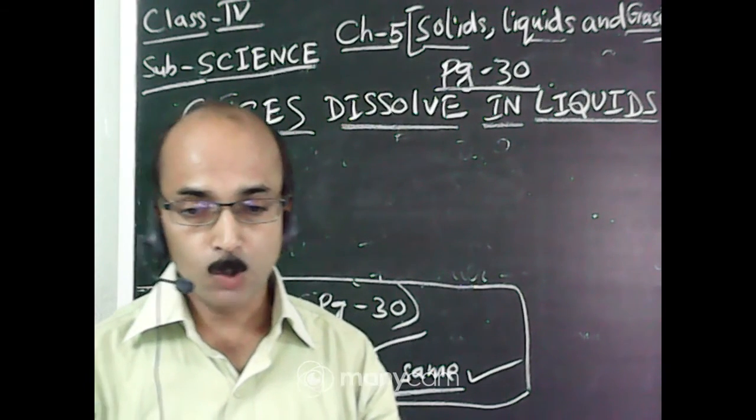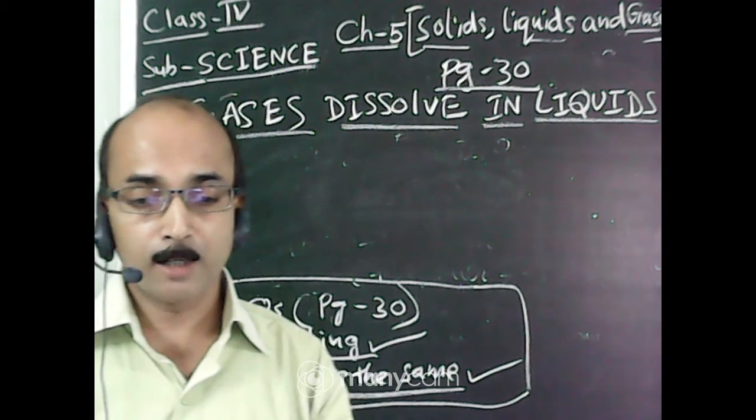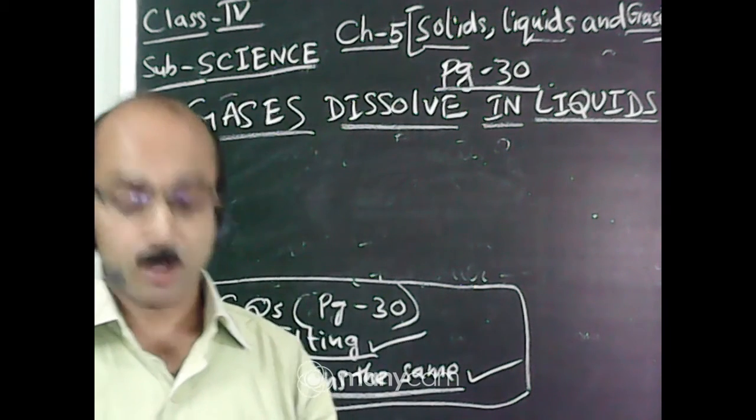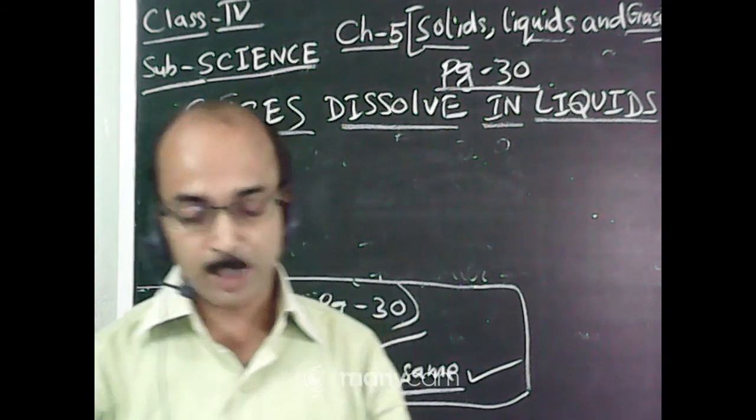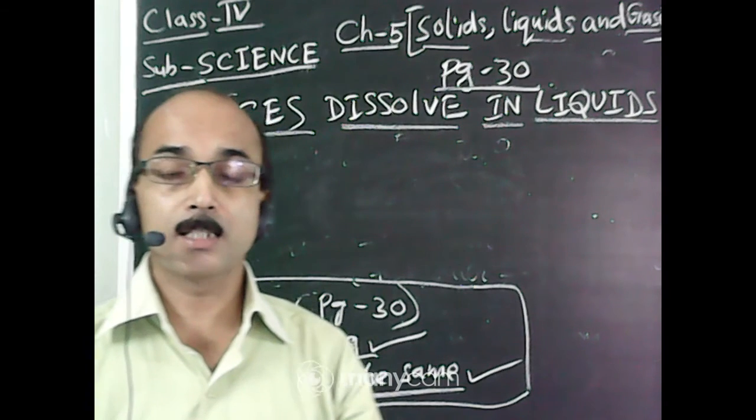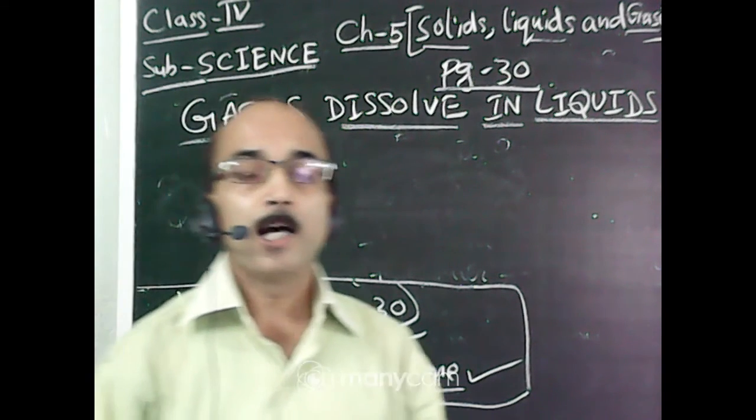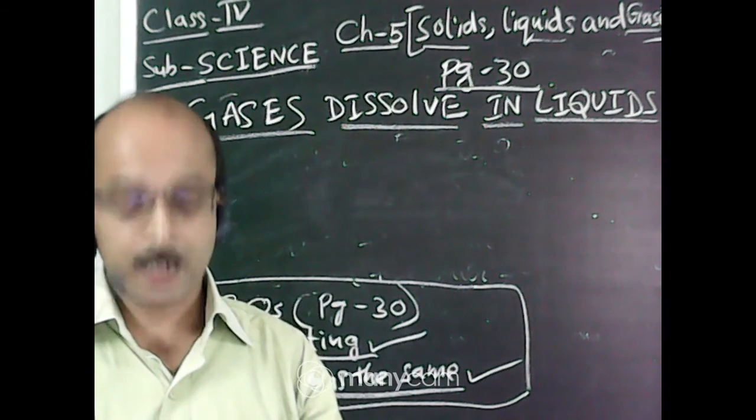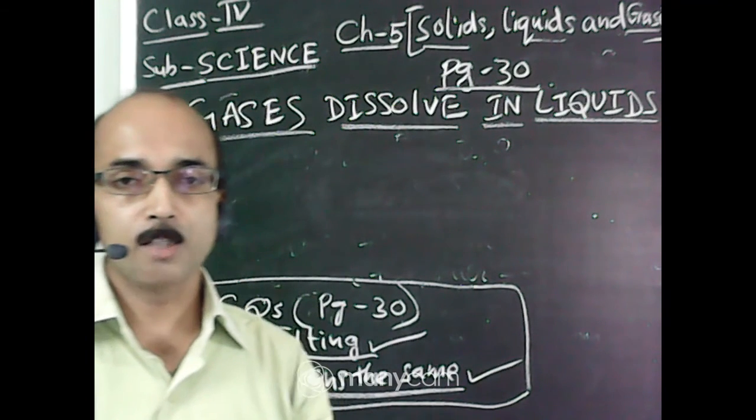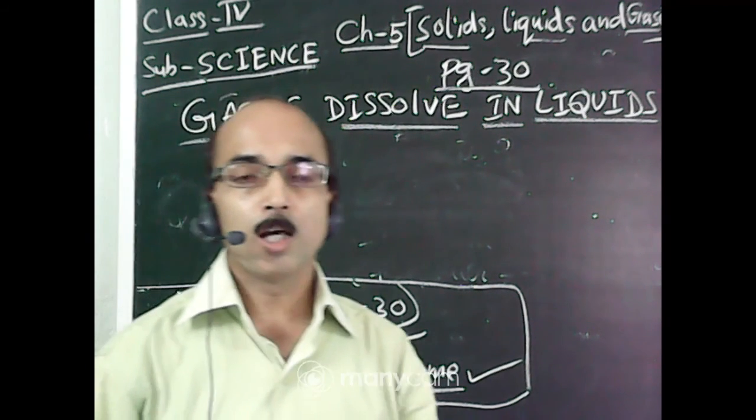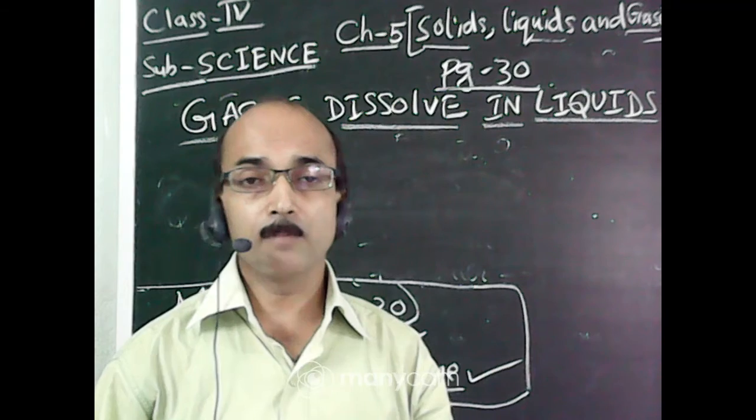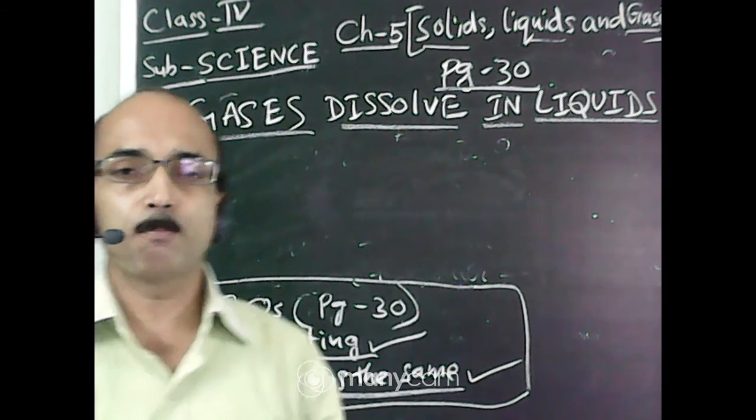Okay, so this one also. So we have seen that many gases like oxygen and carbon dioxide can dissolve in water. Carbon dioxide is dissolved under pressure in soda water or soft drink, and in the water in the lakes, rivers, seas or ponds, a lot of oxygen is dissolved. Because the aquatic animals and the aquatic plants are living there.